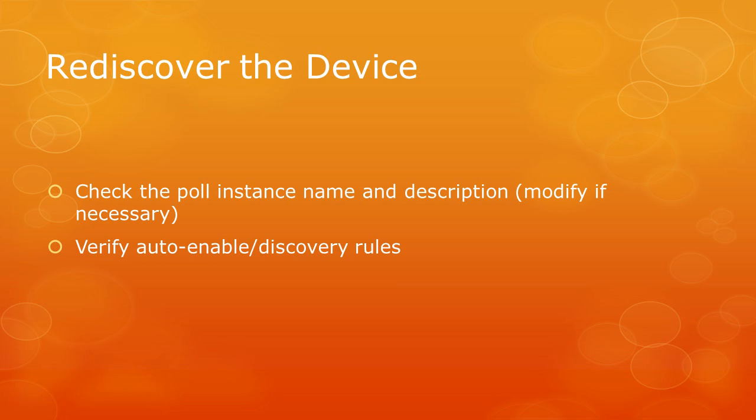Now, after building the dataset, we need to see if our configuration is good. The first step in checking is to rediscover a device that should have poll instances in this new dataset. Check to make sure discovery finishes without any errors, and that the name and description show up the way you want them to.